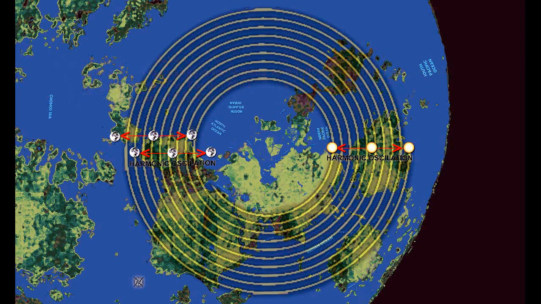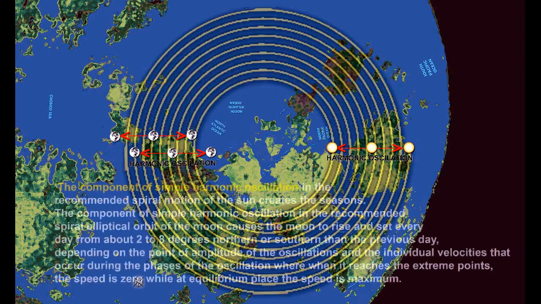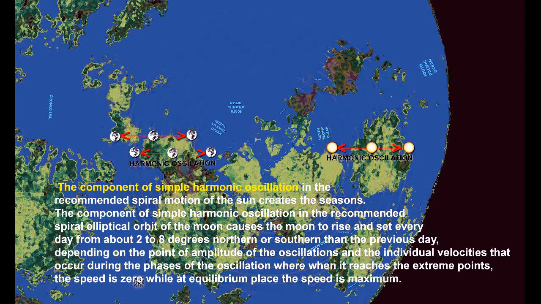Middle step of the spiral movements of the Sun, Bs, and the Moon, Bm. The Moon makes a full oscillation in 28.5 days. The spiral positions are 28.5 divided by 2 equals 14.25.